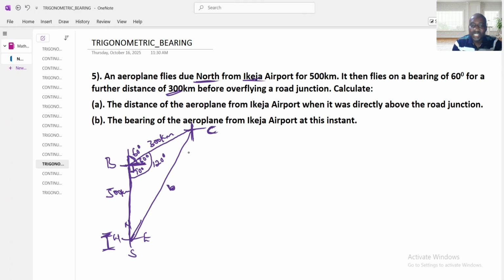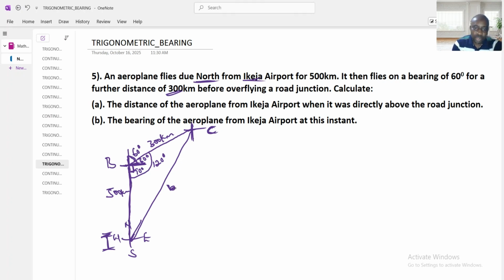The formula we are going to use is the cosine rule. When you have two sides with one angle, you use the cosine rule. But when you form your diagram with bearing, if you only have one side and two angles, you are going to use the sine rule to solve the question. Let me repeat it again. If the question gives you one side with two angles, you use the sine rule. But if the question gives you two sides and one angle, you use the cosine rule.